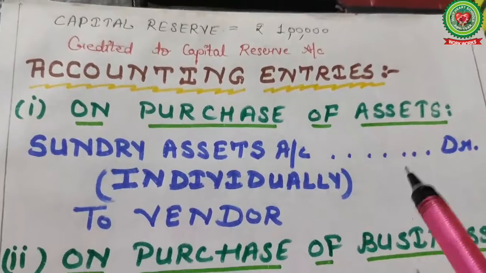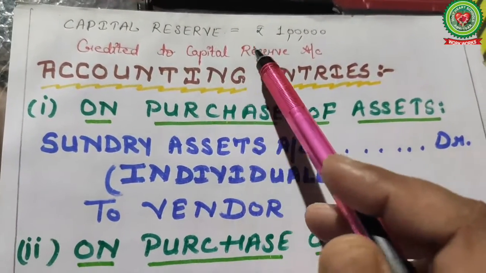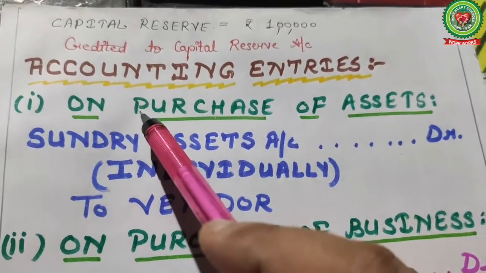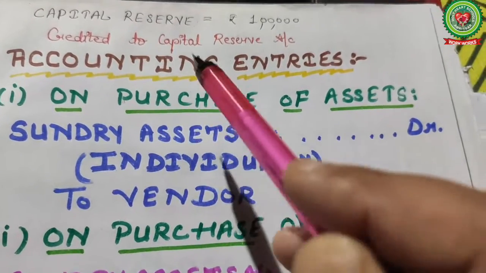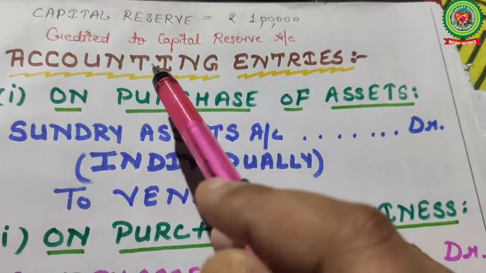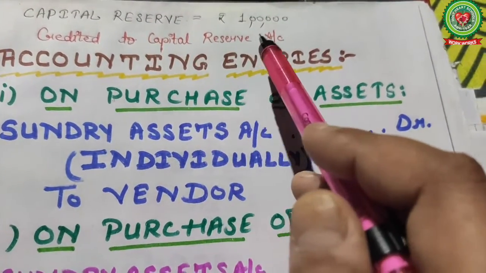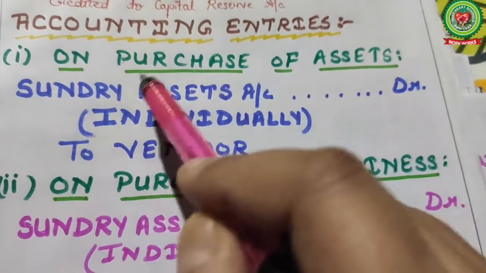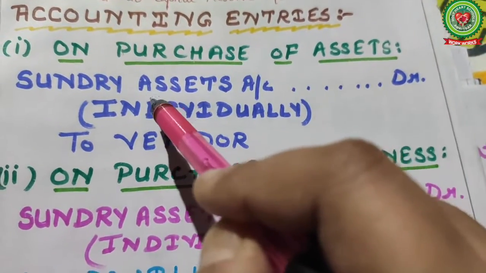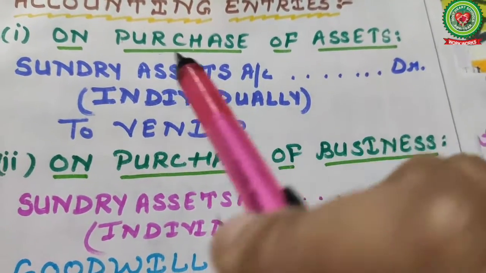So under capital reserve: if your purchase consideration is more, goodwill account is debited. If your purchase consideration is less, capital reserve account is credited. Clear? Now accounting entries. On purchase of assets, sundry assets to vendor, same.